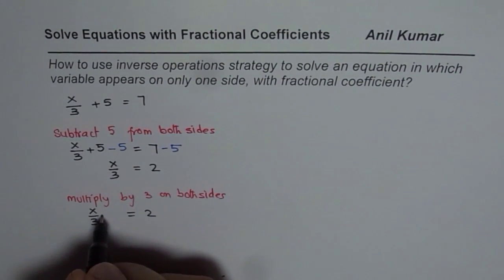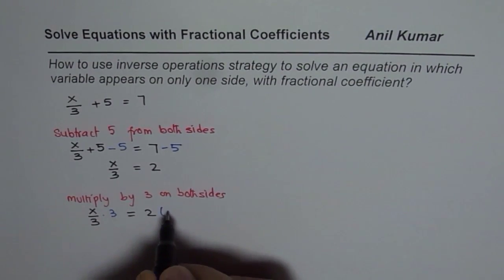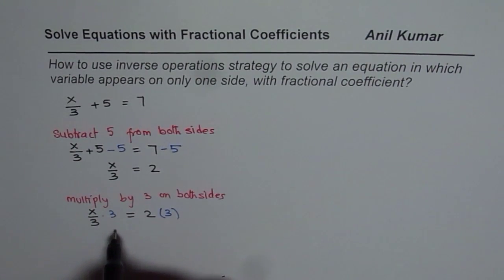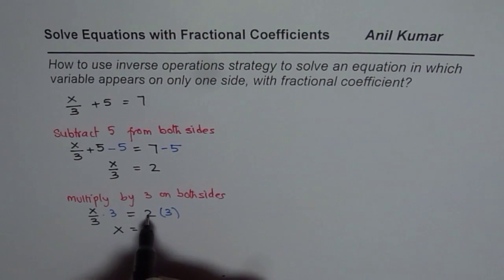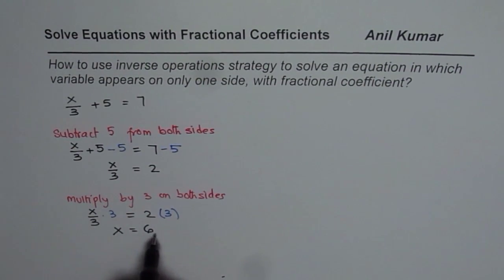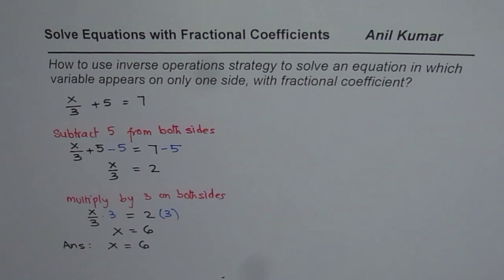With times, you could put a dot, or you could write the number in brackets. Both mean multiplication, right? So 3 divided by 3 is 1. So you get x equals 2 times 3, which is 6. So x equals 6 is your solution. So we say our answer is x equals 6. So that is the solution of the given equation, correct?